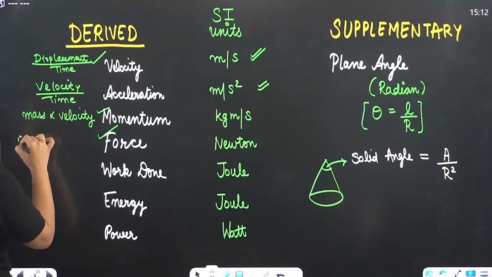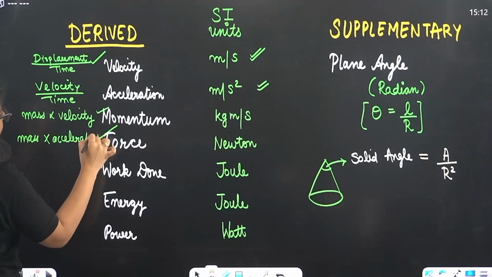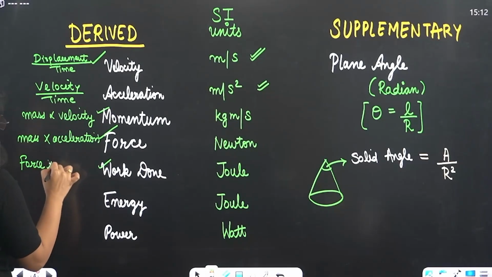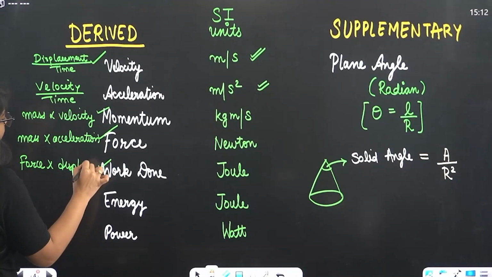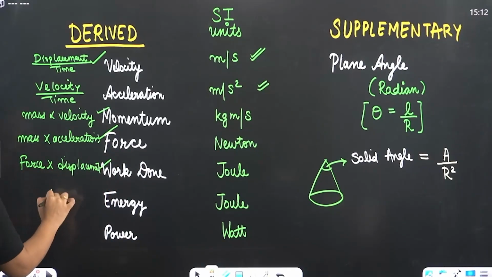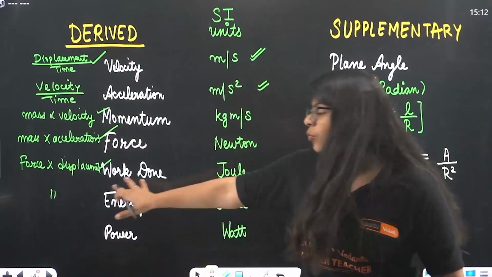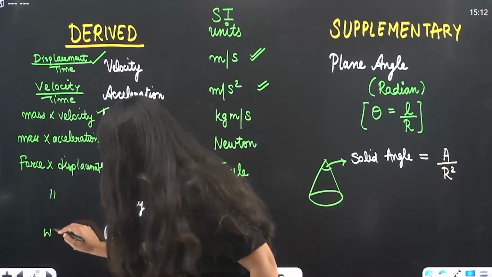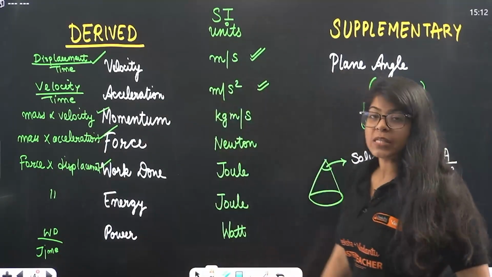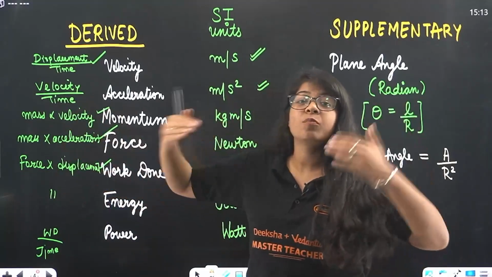What is force? Ma'am, force is mass into acceleration. What is work done? Ma'am, force into displacement. And energy is what? Energy is just work done, so I can write force into displacement. Now beta, power is what? Work done upon time. Power is work done upon time. Okay, now beta, can you see every single one of these quantities can be written as two or more quantities.